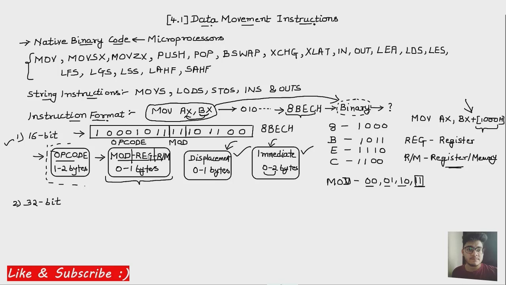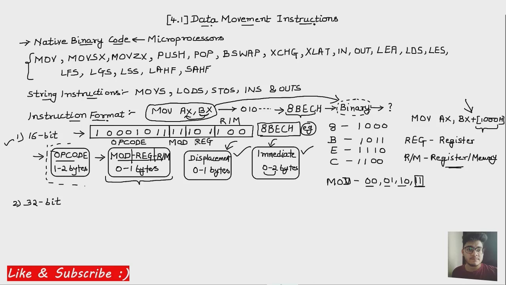So the second one is the register, which contains 3 bits, right? So the next 3 bits are REG, and the last 3 bits are R/M. So this is the instruction format of a 16-bit instruction, and this is how a 16-bit instruction, which is 8BECH, right? This is basically an example. The instruction can be anything.